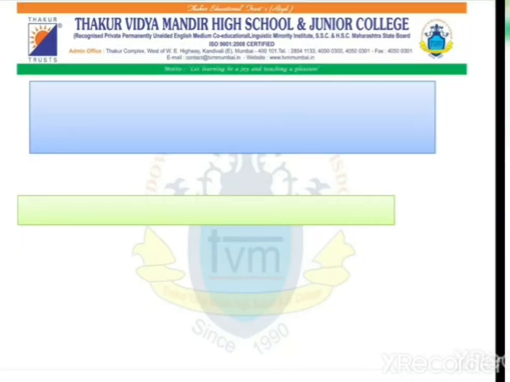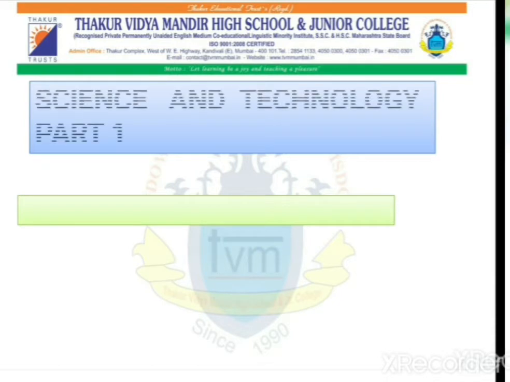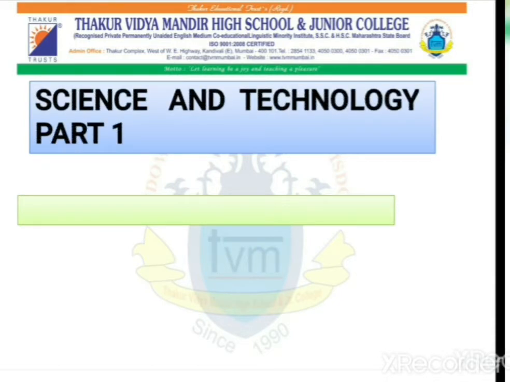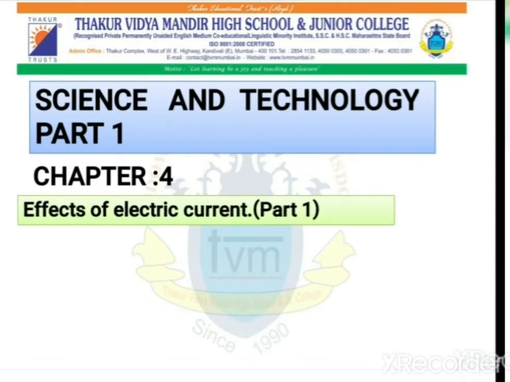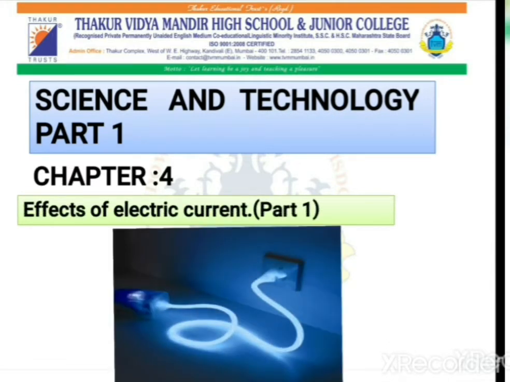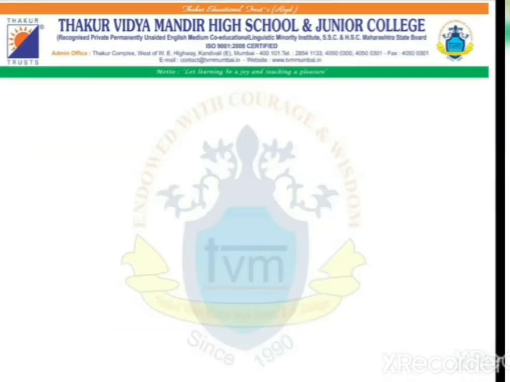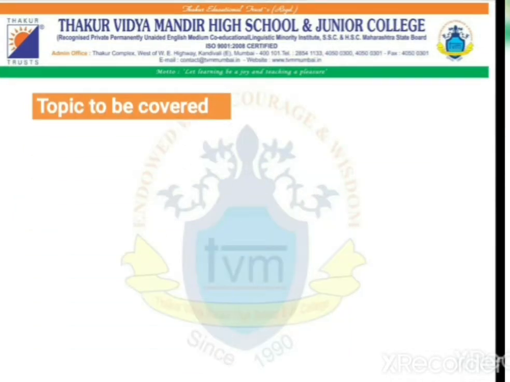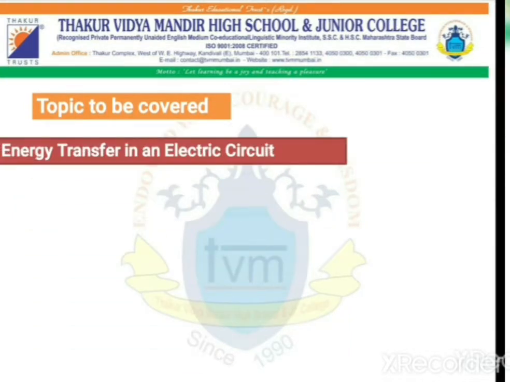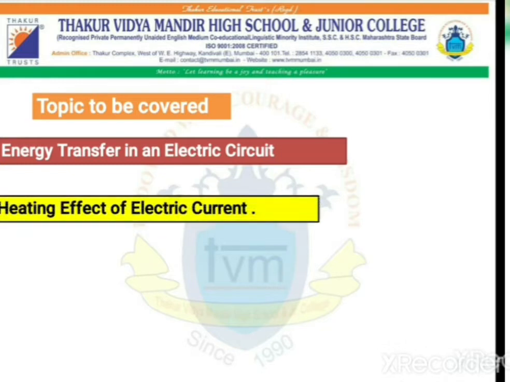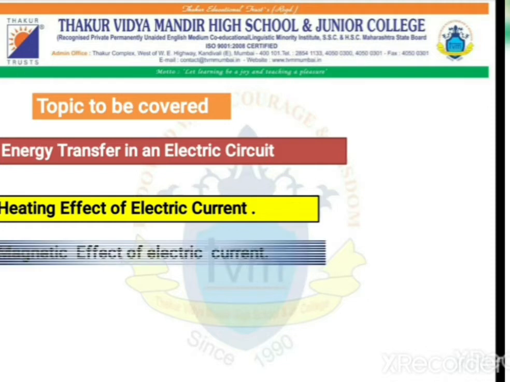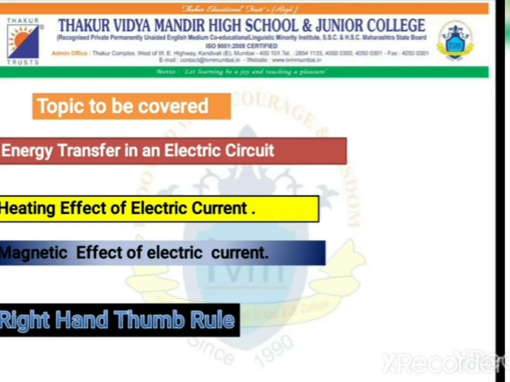Hello students. Today we are going to see the chapter from Science and Technology part 1. Chapter number 4, that is effects of electric current. In this topic we are going to see the subtopics: energy transfer in an electric circuit, the heating effects of electric current, magnetic effect of electric current, and right hand thumb rule.